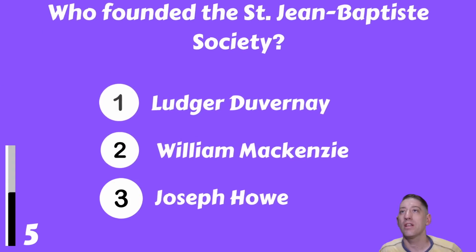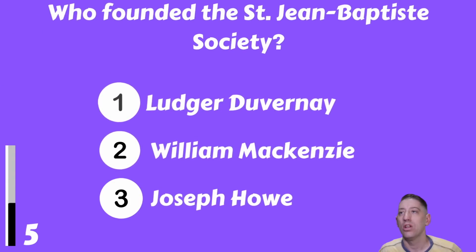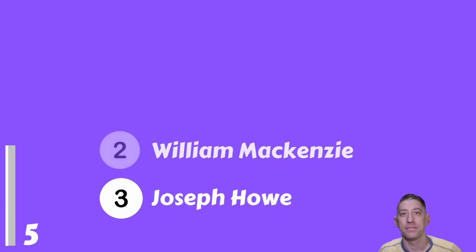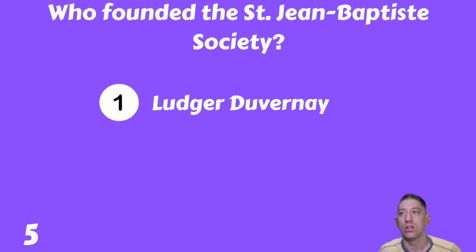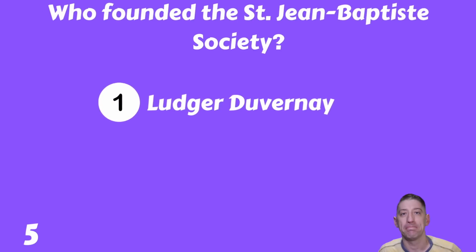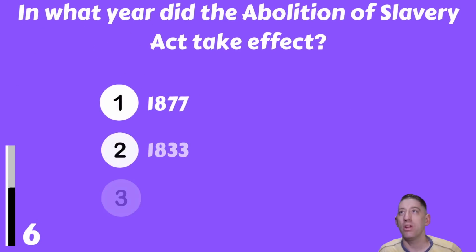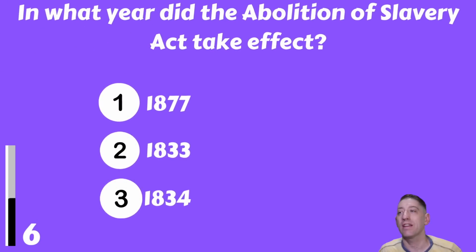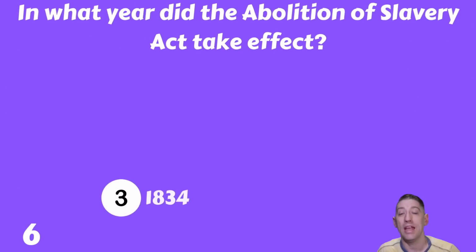Who founded the St. Jean-Baptiste Society? Ludger Duvernay, William Mackenzie, or Joseph Howe? Ludger Duvernay. In what year did the Abolition of Slavery Act take effect? 1877, 1833, or 1834? 1834.